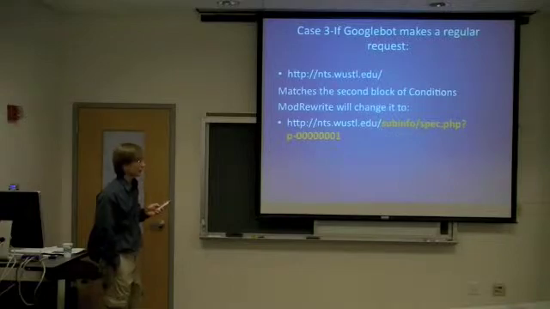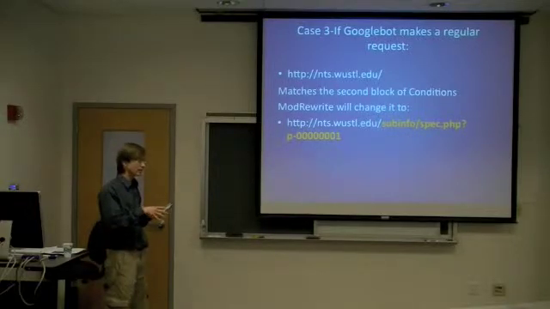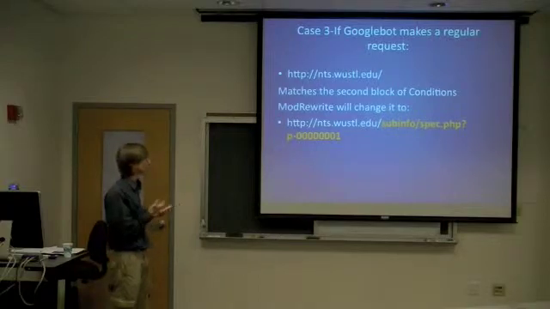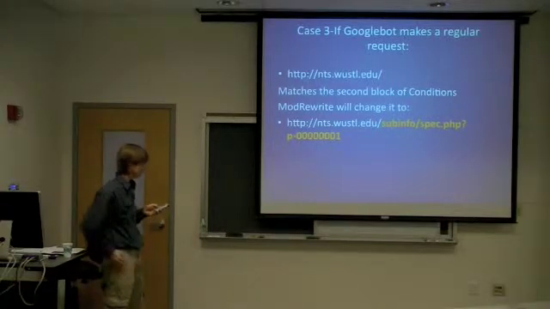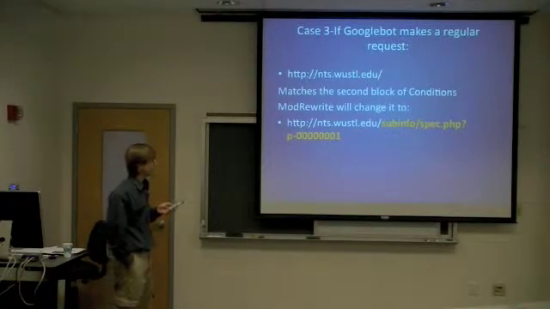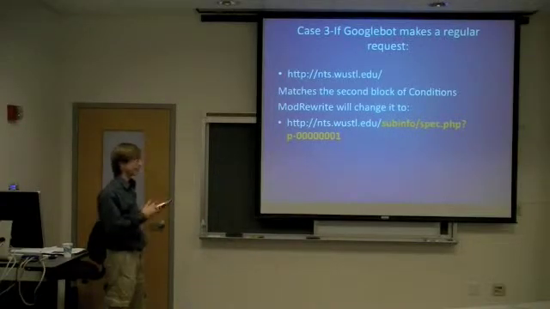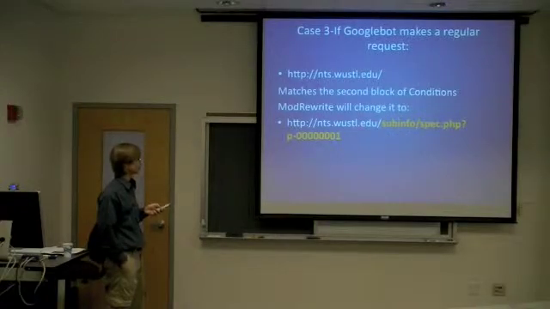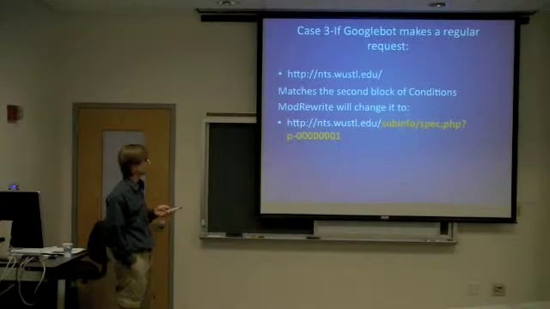So let's say we have a Googlebot. It's crawling the web, doing its thing, and it comes to just a regular website here at WashU, nts.wustl.edu. So it fails the first block, but then it matches the second because it's from Google. This is the key that the hacker wants. He's looking for any search engine that's going to get rewritten to look like this, nts.wustl.edu/subinfo/spec script.